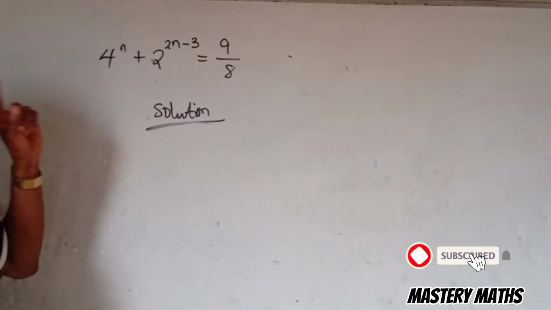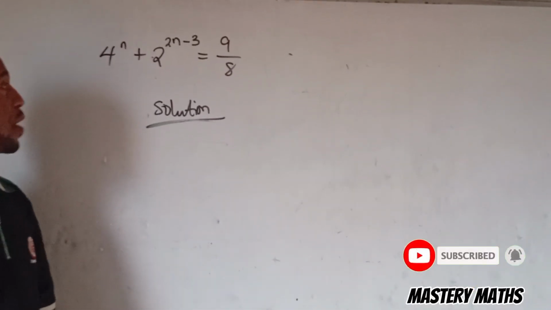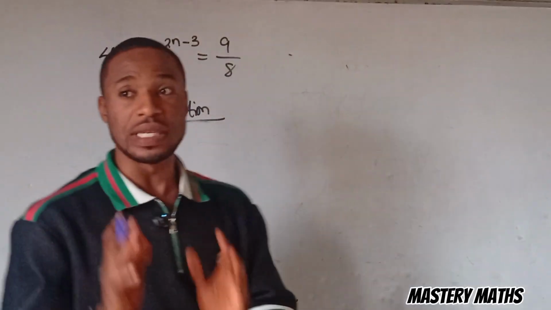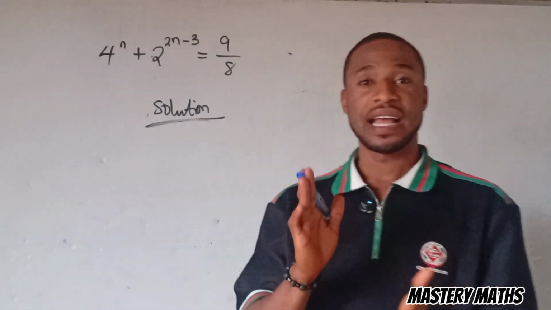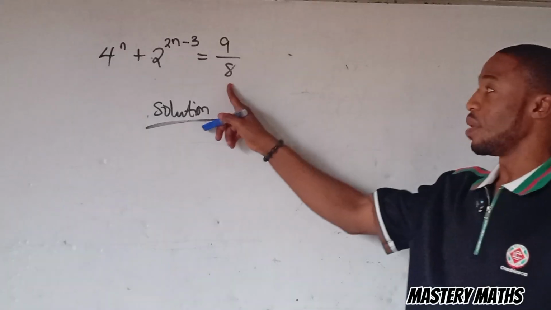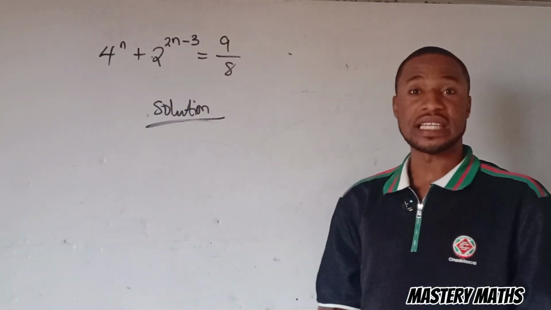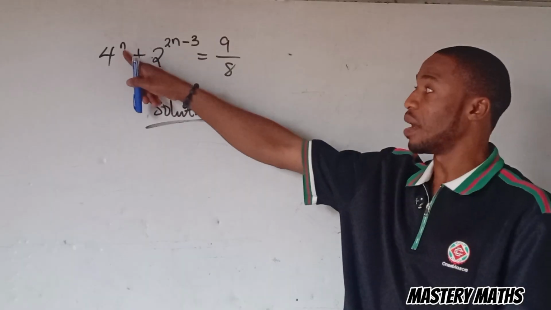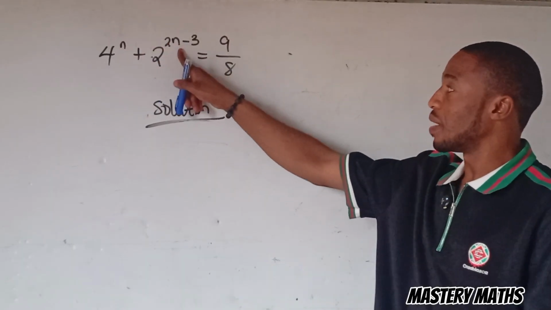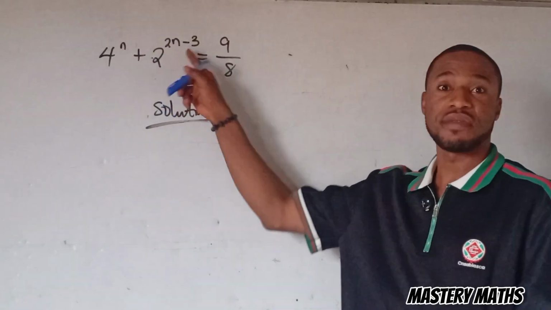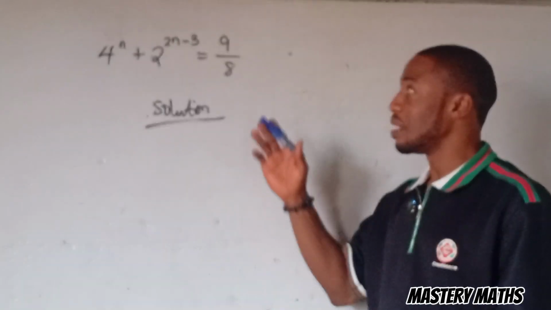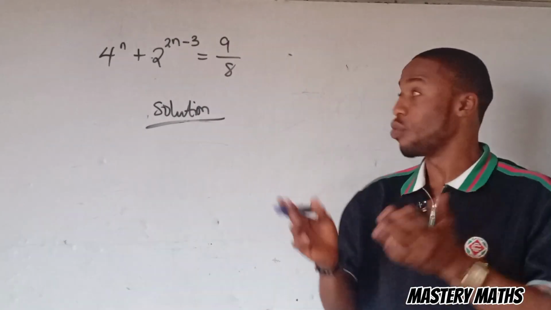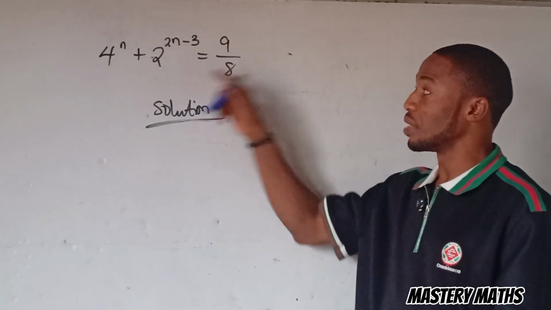On the board, we have 4 raised to the power of n plus 2 raised to the power of 2n minus 3 equal to 9 over 8. We have to find the value of n. Now, how do we get the value of n? When you have n as a power here and n as a power here, in order to look for the value of n, first of all, we need to bring down the power. Make n a whole number first, make it a whole alphabet before we can get the value of n.